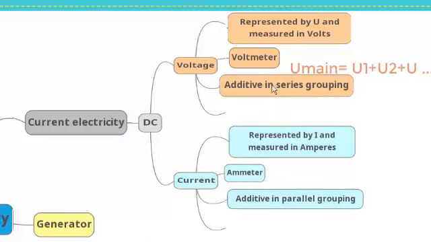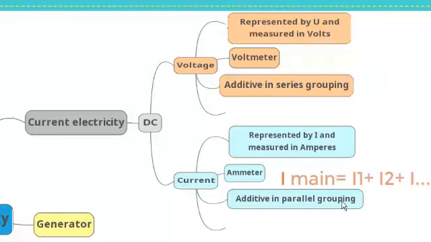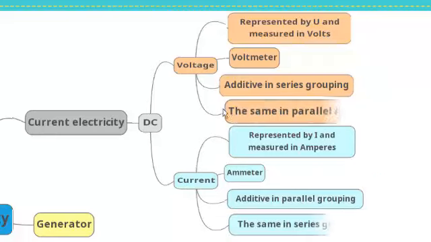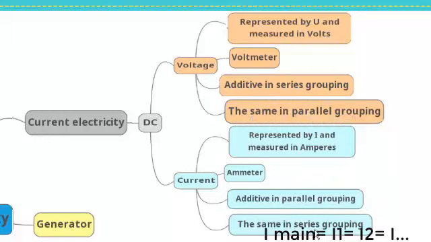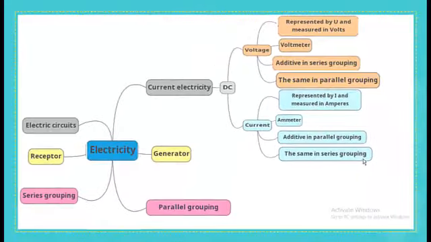Concerning the laws, voltage is additive in series grouping, while current is additive in parallel grouping. Voltage is the same in parallel grouping, while current is the same in series grouping. By this, we are ready to start our application.